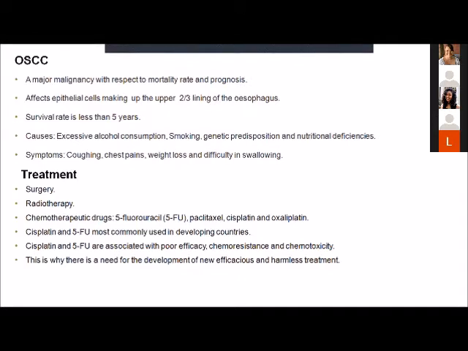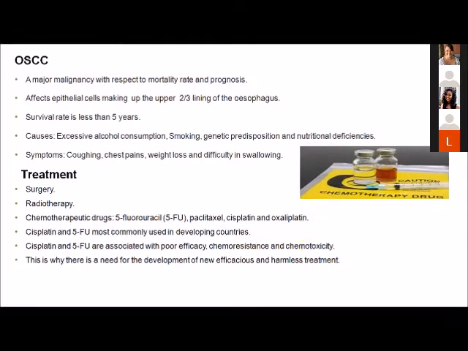The treatment of OSCC is dependent on the cancer stage, and these treatments include surgery, radiotherapy, the use of chemotherapeutic drugs such as 5-FU, paclitaxel, cisplatin, and oxaliplatin. Cisplatin and 5-FU are the most commonly used in developing countries due to their affordability. Sadly, these 2 are associated with poor efficacy, chemoresistance, and chemotoxicity. Therefore, this calls for a need for the development of new efficacious and affordable treatments.